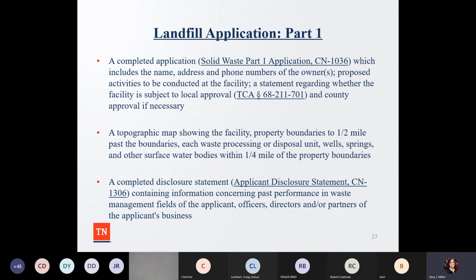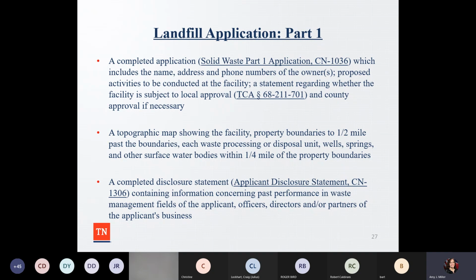And so I'm sure there'll probably be county meetings, county commission meetings, there'd be legislative action on whether or not to approve this in a community. So there would be meetings, and also a topographic work map showing the facility and the property boundaries to half a mile past the boundaries of it. So again, you would have a radius of half a mile out of how many homes would be impacted.